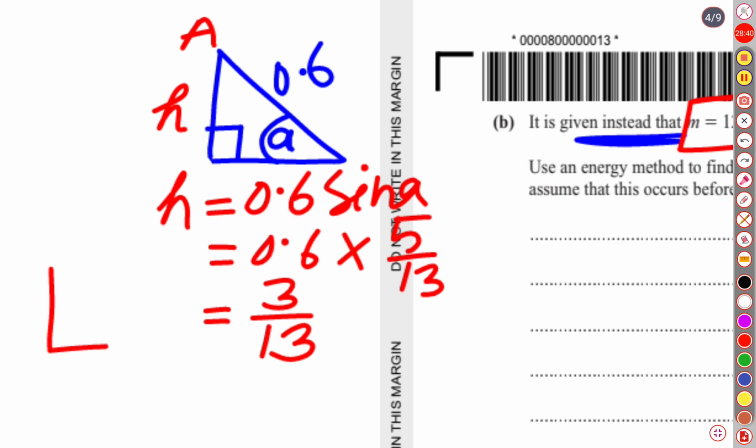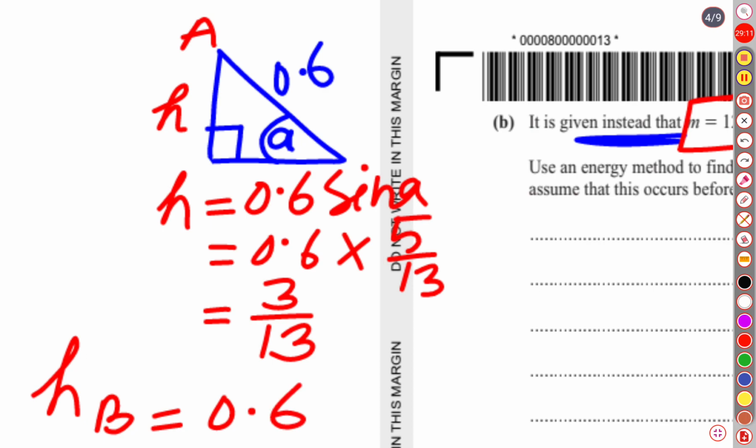So for B, it is simply here, how much is it going to be? It was 0.6 meter. Straight away, not according to the triangle. We will write here the height of B is equal to 0.6.